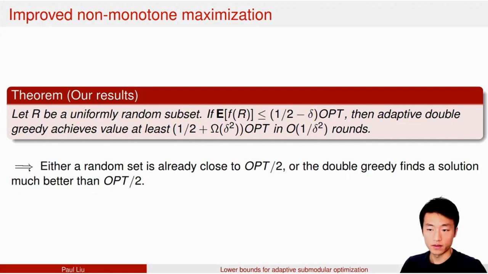We show that the closer the random set is to 1/2, the slower the double greedy takes to get to the optimal solution. So if the random set is about 1/2 minus delta away, then we can get above 1/2. We get 1/2 plus delta squared in 1 over delta squared rounds. So either we're already close to opt over 2, or the double greedy solution finds something significantly better. This is in contrast to the monotone case, where our solution can start relatively far and still never exceed.